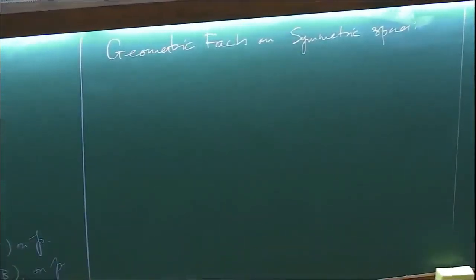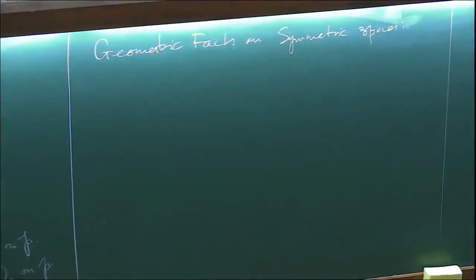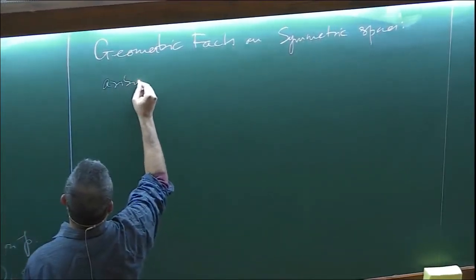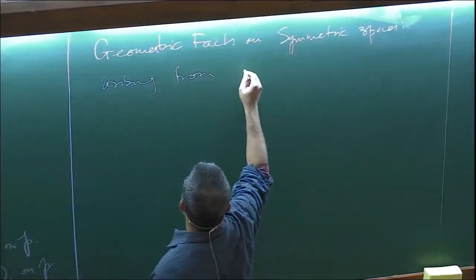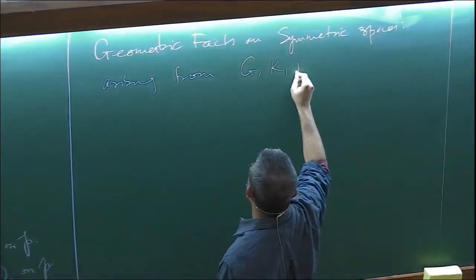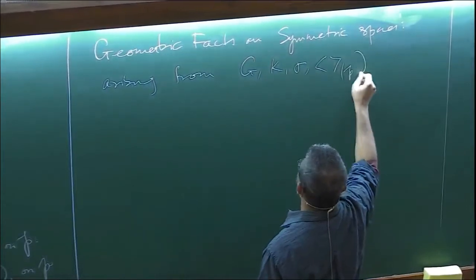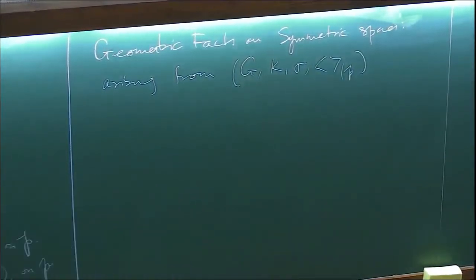So we have a connection. We are given a metric, and symmetric spaces arising from G, K, sigma, and P, a Riemannian symmetric pair. We want to know a formula for the connection, a nice formula which is computable for the connection and for curvature.